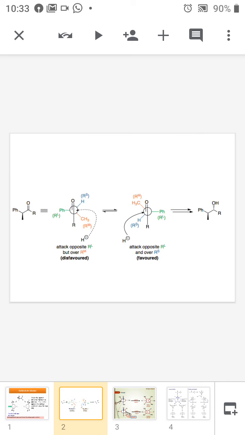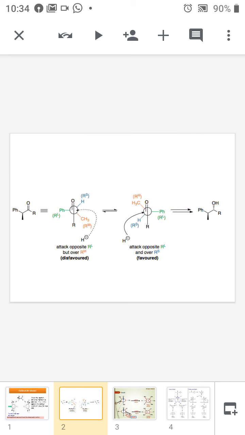In the Felkin model, the large group is orthogonal to the carbonyl group, so we have to write the phenyl group orthogonal to the carbonyl group. There are two possibilities if you write the phenyl group, the large group, orthogonal to the carbonyl group. There are two possible Newman projections. So these are the two possible Newman projections.